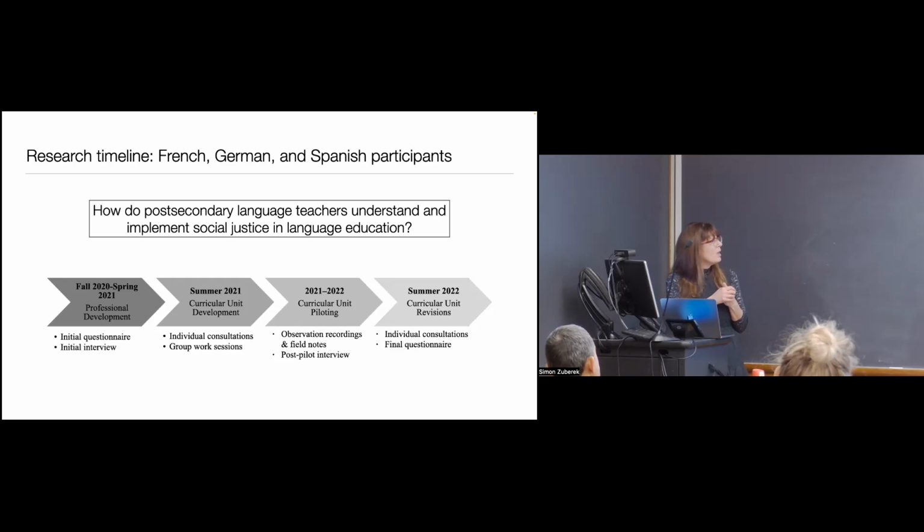And then finally, in summer 2022, they revised the units based upon the piloting feedback that they had received from social justice consultants on the project, and feedback that they had received from me on their application of multiliteracies pedagogy. And they again had individual consultations with a member of the grant team, which we recorded. And then when they turned in the revised unit, we had them complete a final questionnaire that repeated the same questions from the initial questionnaire, minus the demographics. Okay, so that's the data.